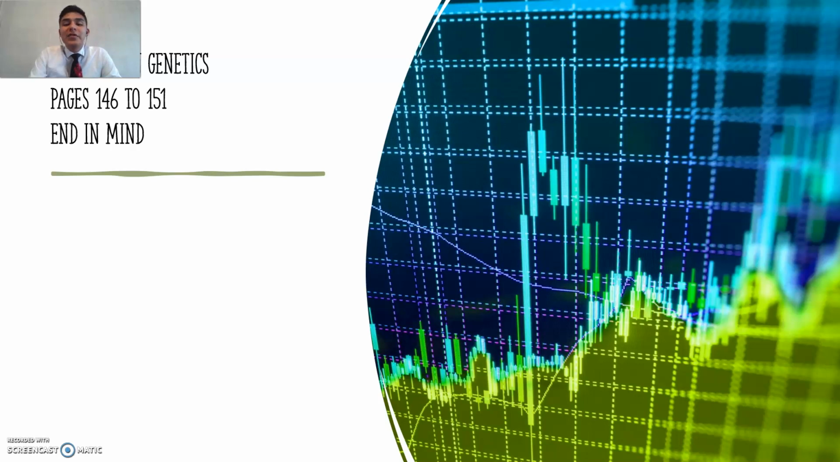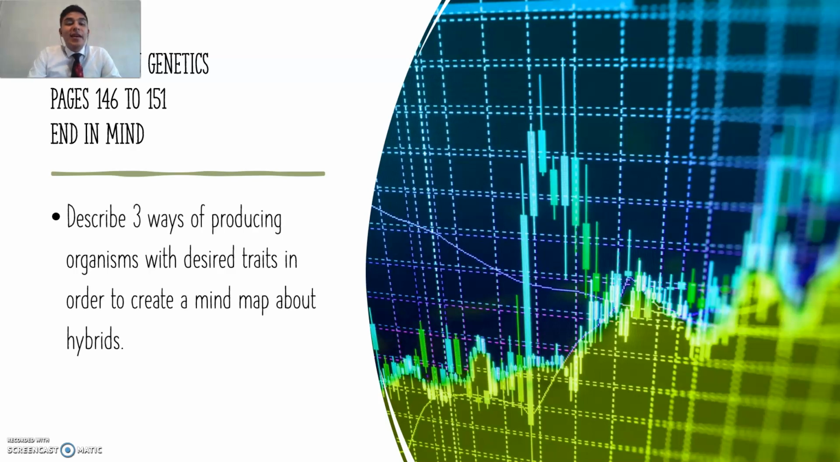Our ending mind for today is the following. Describe 3 ways of producing organisms with desired traits in order to create a mind map about hybrids. Alright, very important. Remember to keep track of your ending mind in the essay. So after you copy it, you can continue with the video.